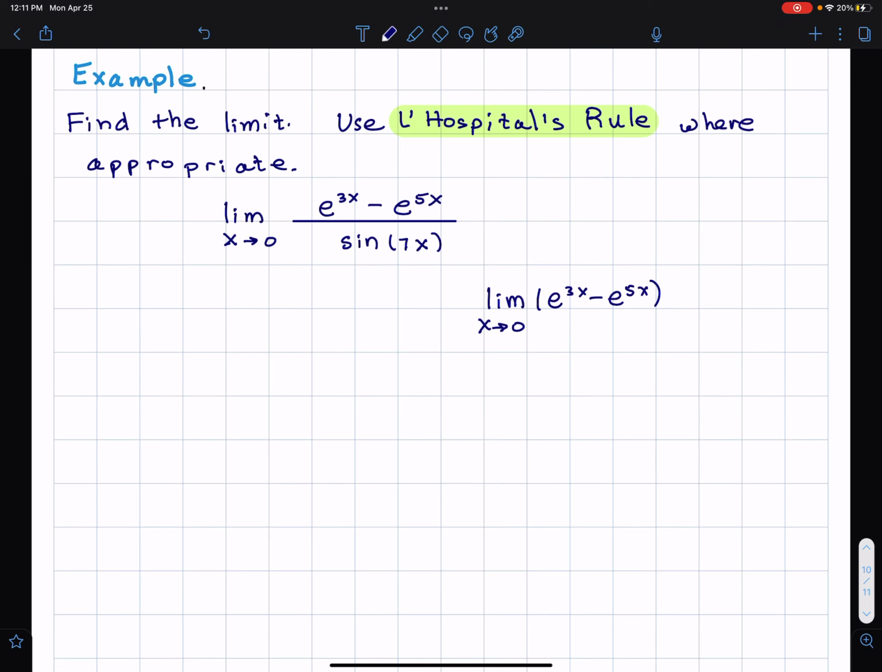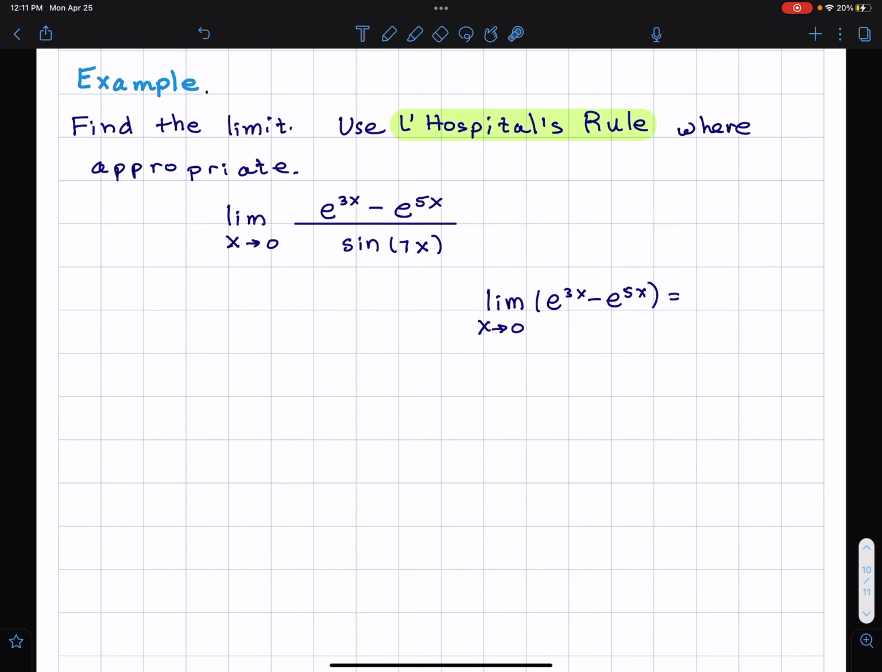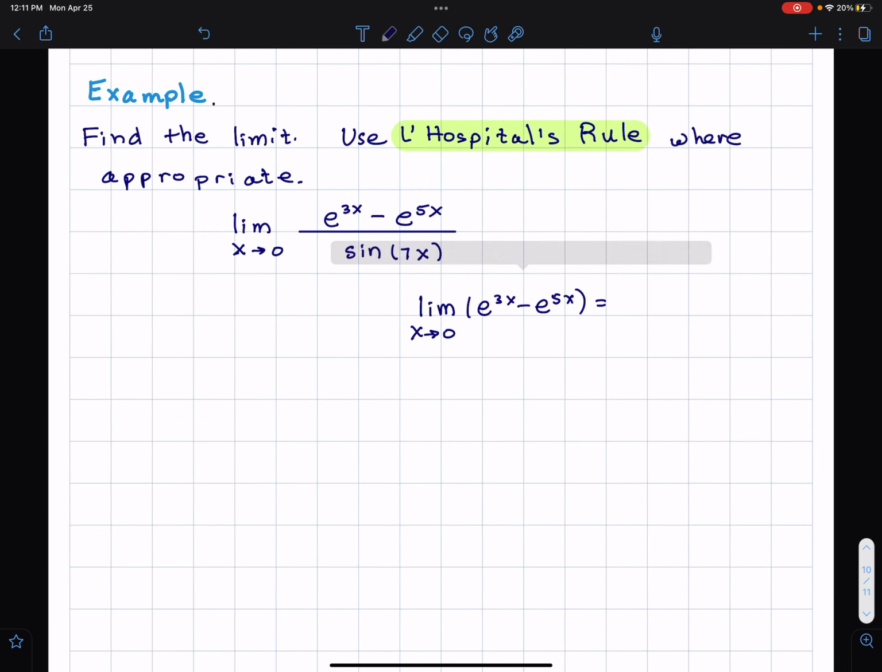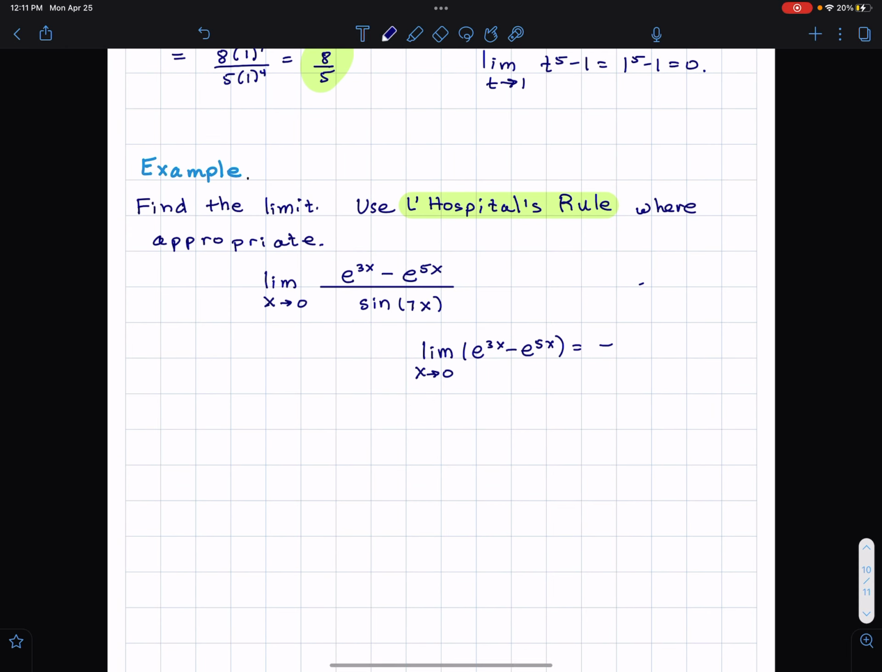I'm just going to write it down here on the side. We have the limit as x approaches 0 of e to the 3x minus e to the 5x. We can go ahead and plug x equals 0 in there. Those are continuous functions. So we get e to the 3 times 0 minus e to the 5 times 0. So that's e to the 0 minus e to the 0, which makes 0.